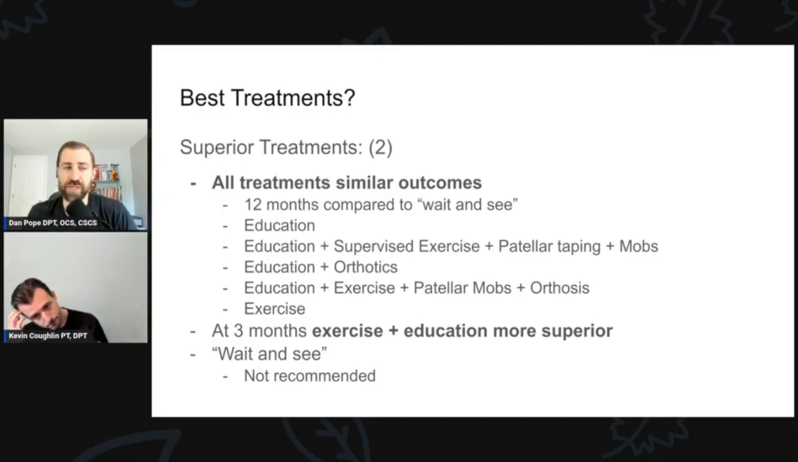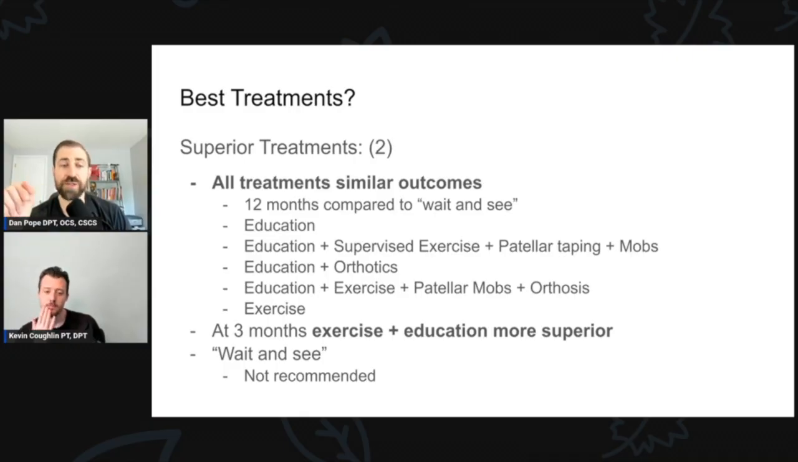I'm going to repeat this again because if you're not watching this, it can be very confusing. So the first group was education. Second group was education plus supervised exercise plus patellar taping plus MOBs. Third group was education with orthotics. Fourth group was education with exercise with patellar MOBs and orthoses. And the last group was exercise. And all of these treatments had similar outcome at 12 months.